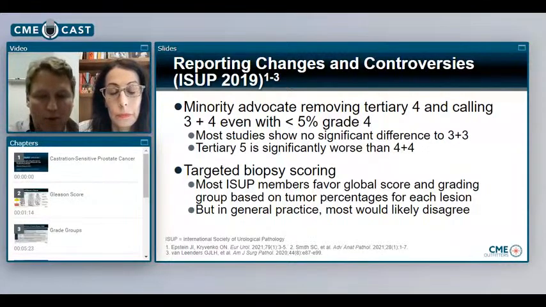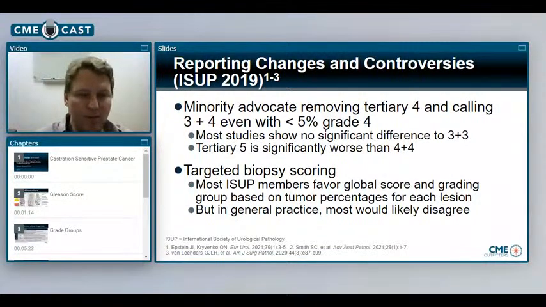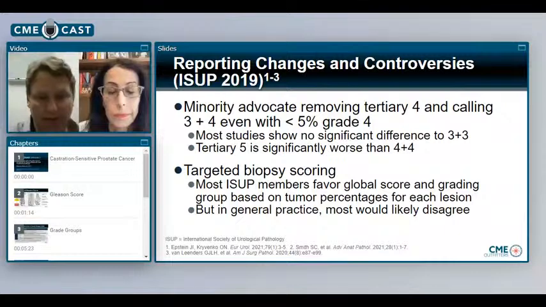When you have multiple cores of the same lesion, but they differ, say one core is 4+4 and another core has a bunch of 3+4, a lot of urologists, particularly here, just take the highest number and say, oh, this is a 4+4 lesion. But in reality, if you look at the global score, there's a lot of 3+4s with only one 4+4, meaning that the global score is probably a 3+4 on that.